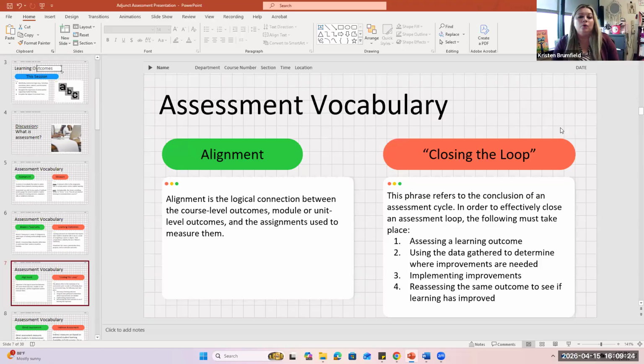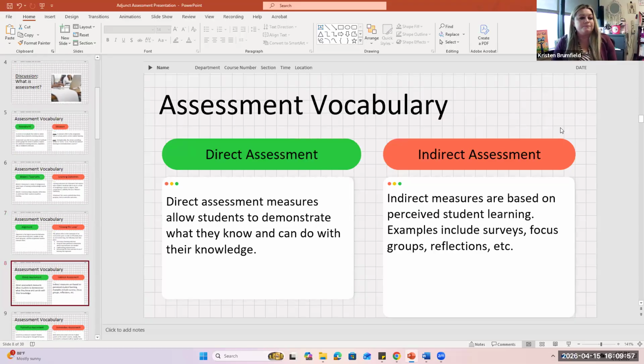And so what it means is, in order to effectively close the assessment loop, there are certain things that have to be met. And those are assessing the learning outcome, using the data you've gathered to determine where improvements are needed, implementing those actual improvements, and then reassessing the same outcome to see if the learning has improved. Once those things have been met, then you can officially say the loop has been closed, and then you can assess another measure, another outcome.